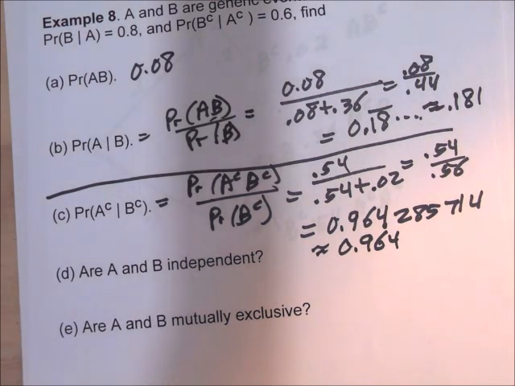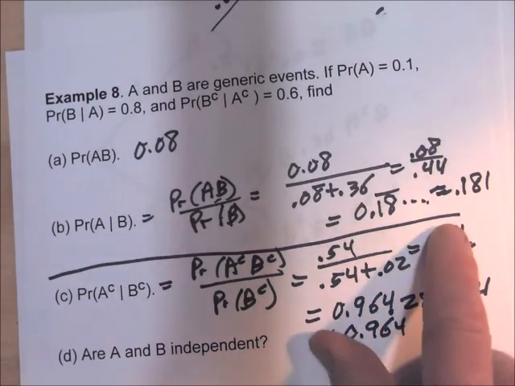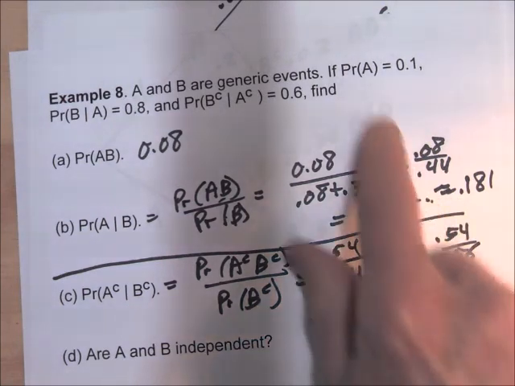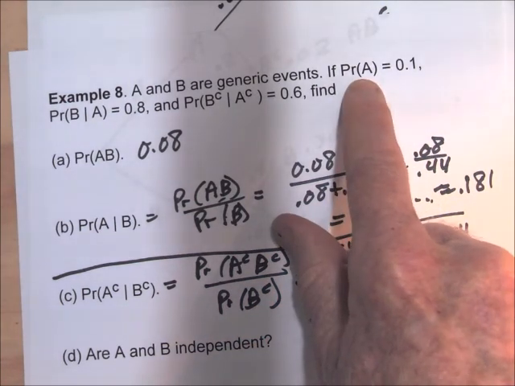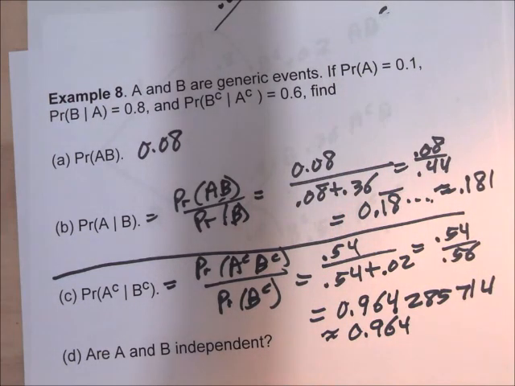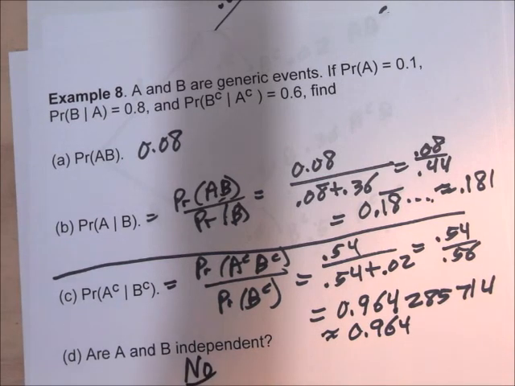Okay, so are A and B independent? So they're independent if the conditional probability is the same as the original probability. So we computed the probability A given B is 0.181 something. The original probability of A, if we don't know B, is 0.1. So they're not independent.